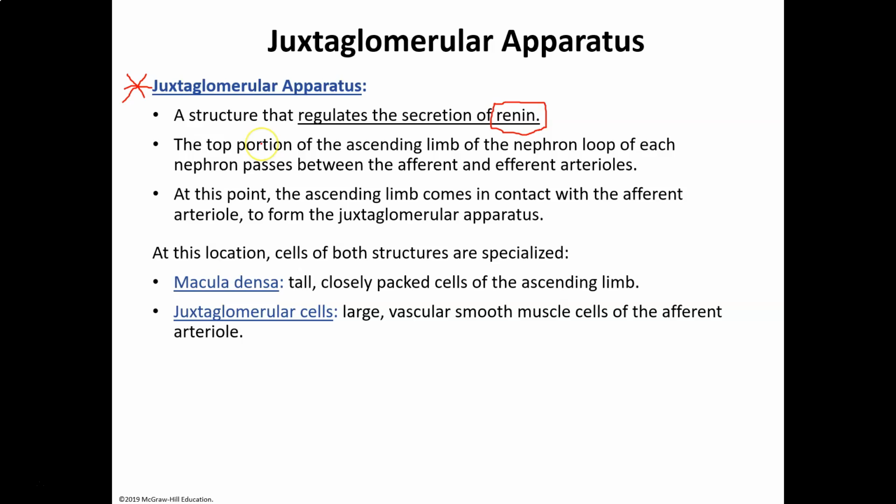So there's a special portion of the juxtaglomerular apparatus that is involved in essentially measuring blood pressure in your body and then adjusting blood pressure based on what it finds. And it does so through the hormone renin that it produces.